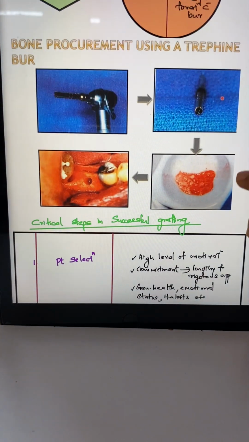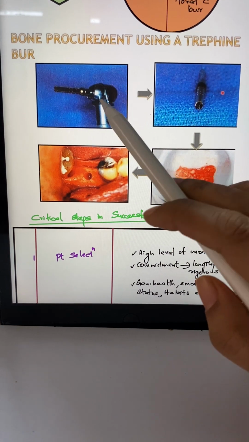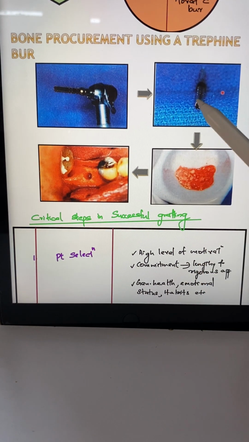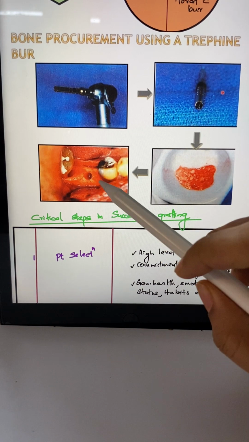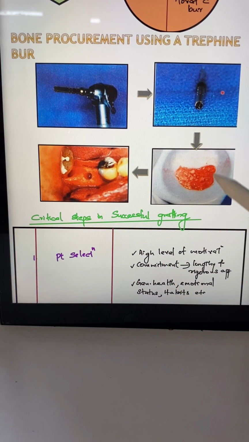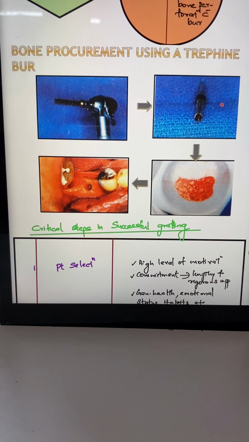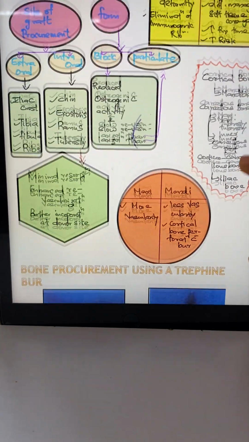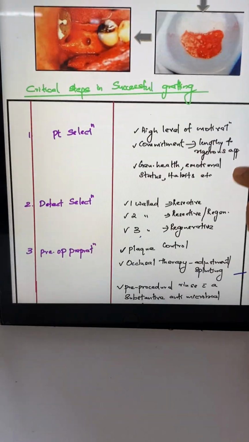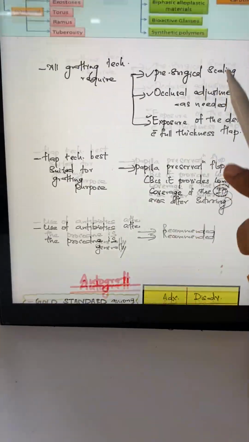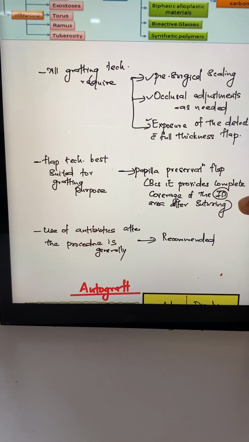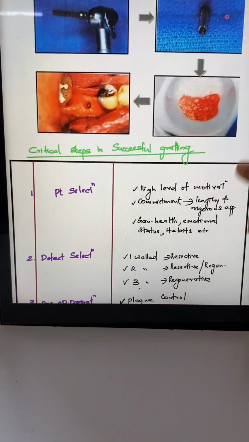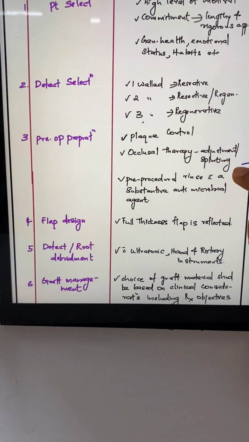How do we take this autograft? We procure this with the help of a trephine burr, and at the end of that we have the cutting edge, and then we take the graft, and in the dappen dish you can see this is the form. Okay, so this is about autograft. Then other grafts are also there. I'm not going to detail about that. And before that we need to understand, let's see the clinical steps in successful grafting.